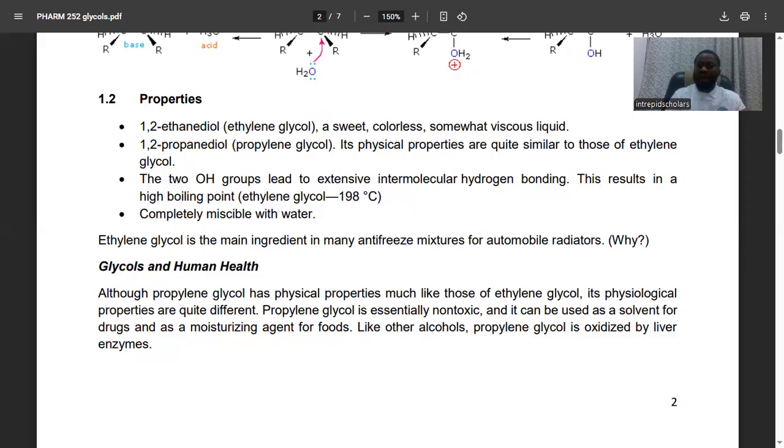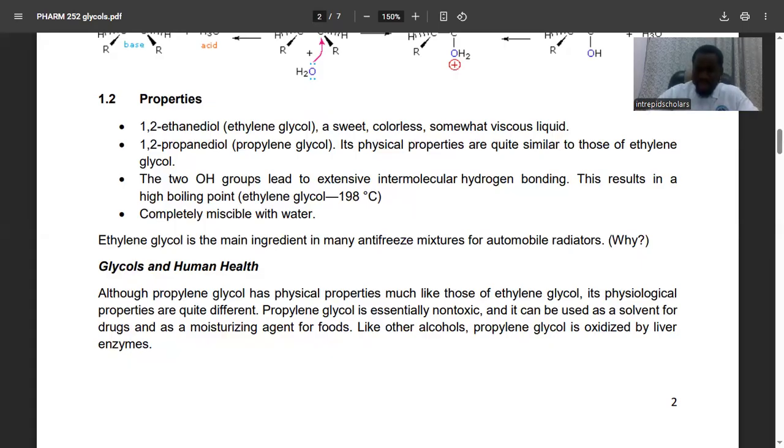Now, the next point is that they are completely miscible with water, and that is still because of the hydrogen bonding. The hydrogen bonding would help the ethylene glycol to coordinate with the water. So the interaction is still through hydrogen bonding, and then they will dissolve, right? Very simple. Two polar molecules interacting through hydrogen bonding to dissolve. Now, the point down there is that glycol is the main ingredient in many antifreeze mixture for automobile radiators. Why?